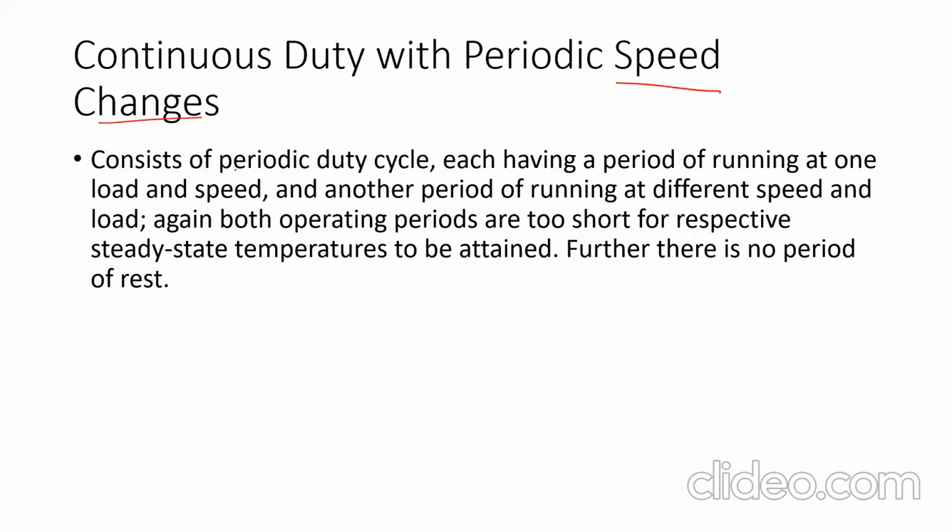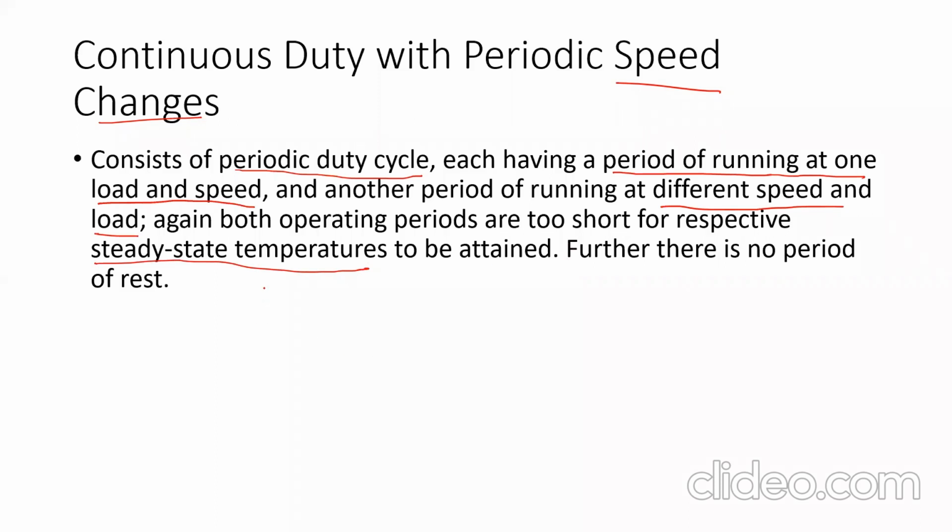It consists of a periodic duty cycle, each having a period of running at one load and speed, and another period of running at a different speed and load. Speed will be different and load may be different. Again, both operating periods are too short for the respective steady state temperatures to be attained, meaning the maximum temperature will not be reached. Further, there is no period of rest.